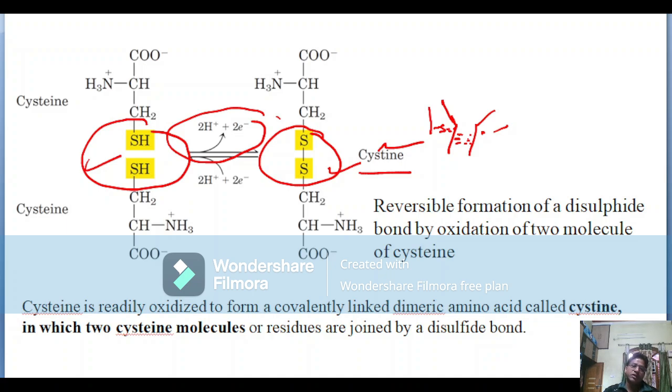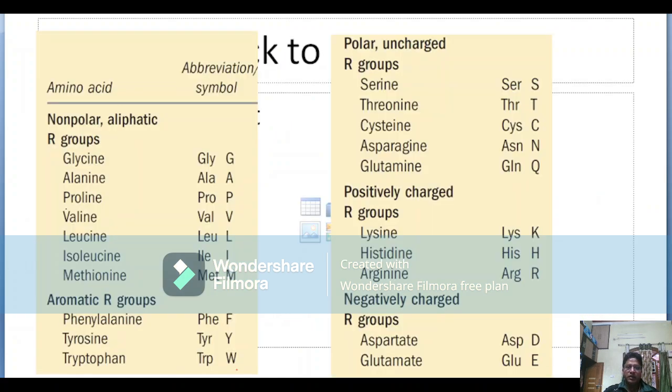Then we discussed the amino acids that have a polar uncharged group: serine, threonine, asparagine, glutamine, and cysteine. Then the polar but positively charged amino acids: lysine, arginine, and histidine. And then the polar negatively charged ones: aspartic acid and glutamic acid. So this is the classification of the amino acids based on the R group, and specifically on the polarity of the R group.